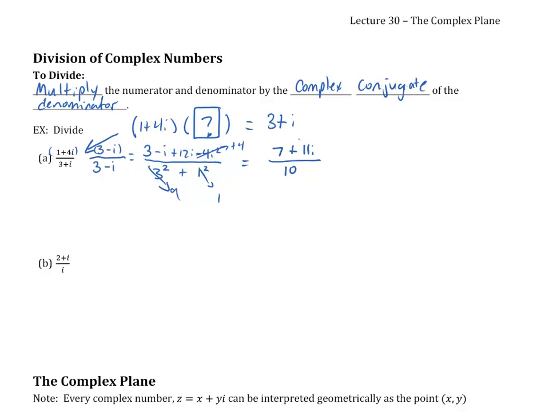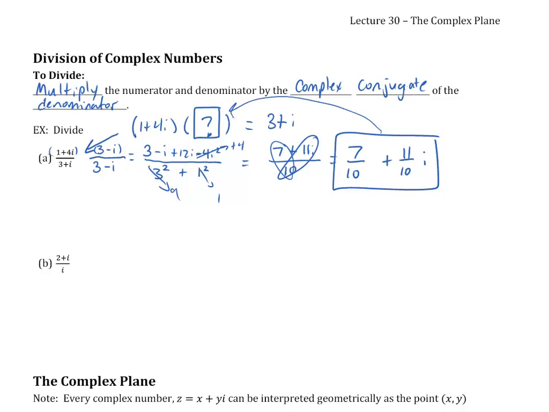And when you have a binomial over a single term, you can rewrite it in terms of two fractions added together, 7 tenths plus 11 tenths times i. And I like to write it in that form because that's a plus bi form. You have found the a and the b, so that if you were to plug that in right here and multiply it out, you would get 3 plus i. You have found the answer to the division problem.